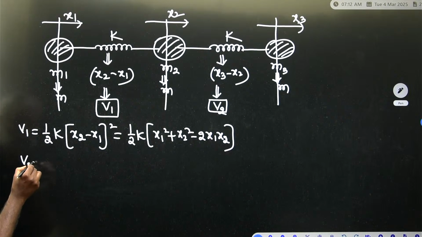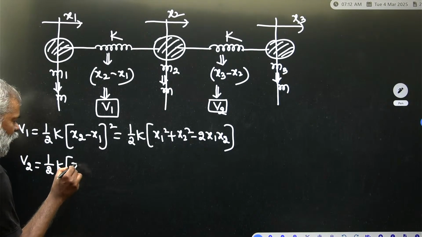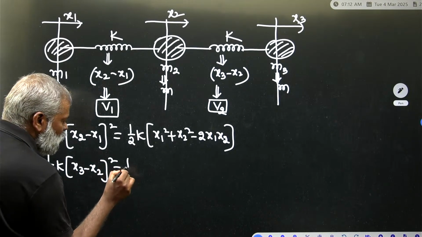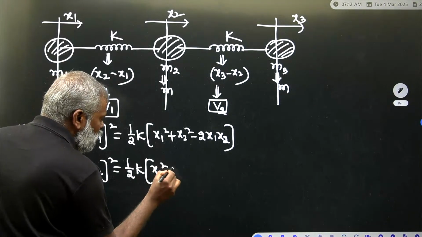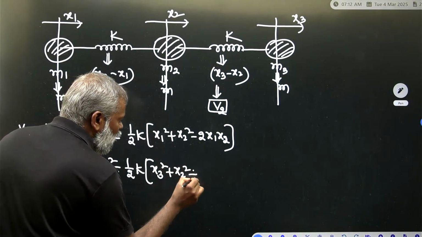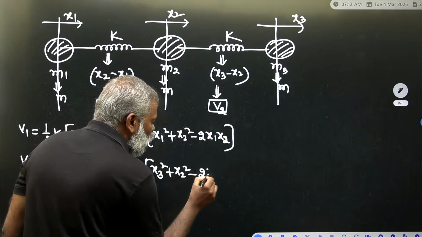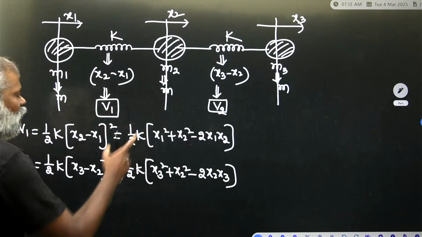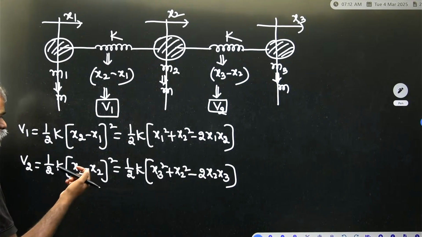Similarly, you have to do V2 is equal to 1 by 2k (x3 minus x2) whole square, which is equal to 1 by 2k (x3 square plus x2 square minus 2x2 x3). This is the potential energy of the second spring displacement. You are able to write it.